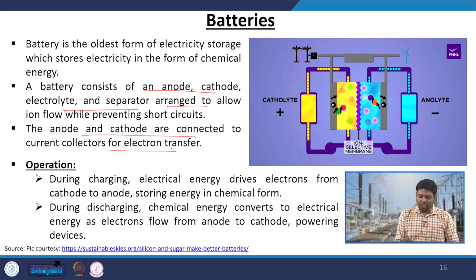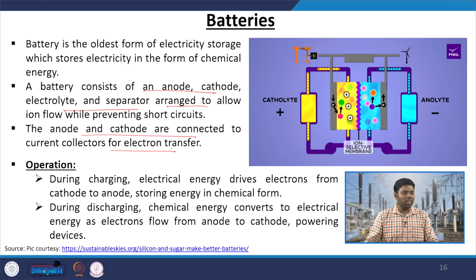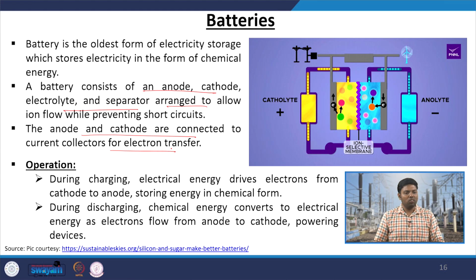Then you have a collector to do the electron transfer. That means whenever you have a charging, then electrons will flow inside the battery, and whenever you need to discharge, then the power current will go out from the battery.